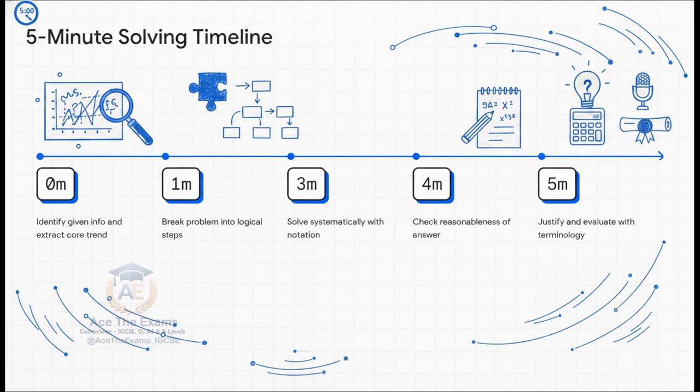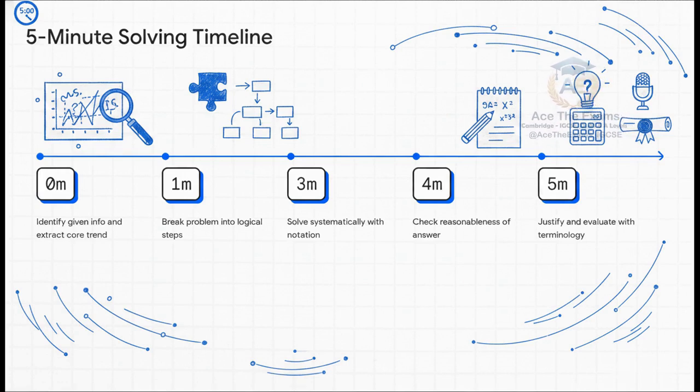I want you to literally visualize a 5-minute countdown timer sitting on your desk. At 0 minutes, identify the given information, scan the complex physics chart, grab the core trend, and identify the command word. At minute 1, break the problem down into logical steps. Ask yourself, which formulas connect the data I have to the final headline they want? By minute 3, solve systematically. This is where you execute your clear notation, put pen to paper, and calculate.